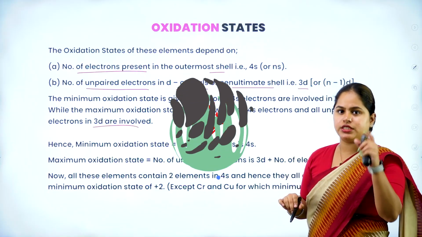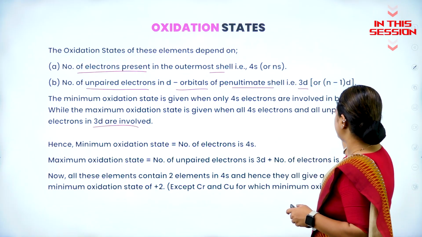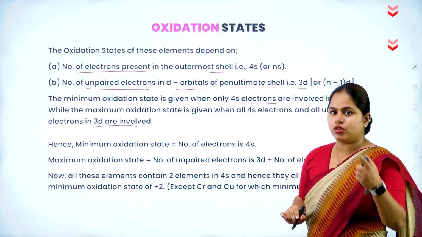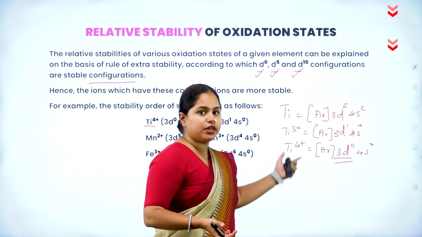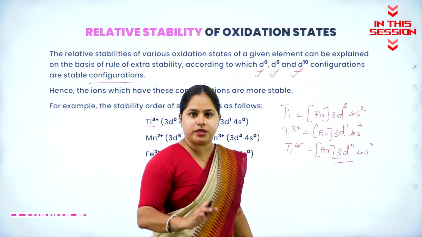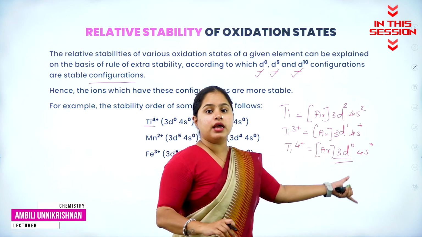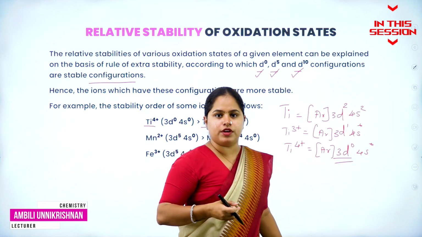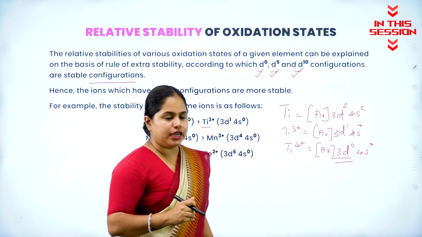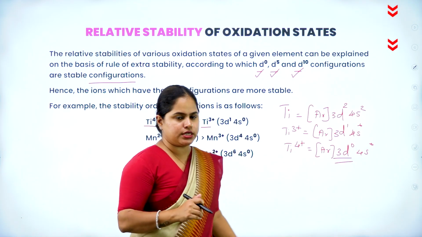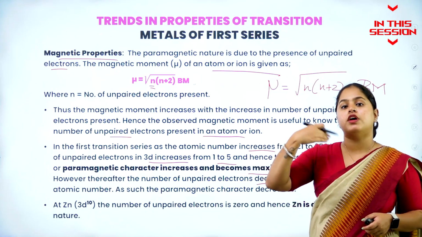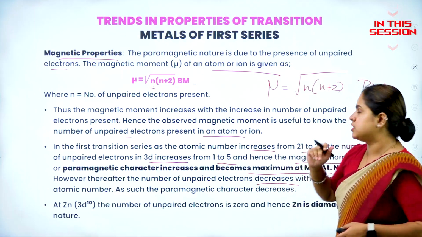Minimum oxidation states is shown by the ones in which only the 4s electrons are involved. Another one is unpaired electrons in d orbitals. Just the oxidation state will be given, Ti3+ or Ti4+ is more stable. So you should be knowing the electronic configuration. If you have a d0, d5 or d10 configuration, then you can determine that it is going to be extra stable. After manganese you have iron, right? There again the number of unpaired electrons is going to decrease.